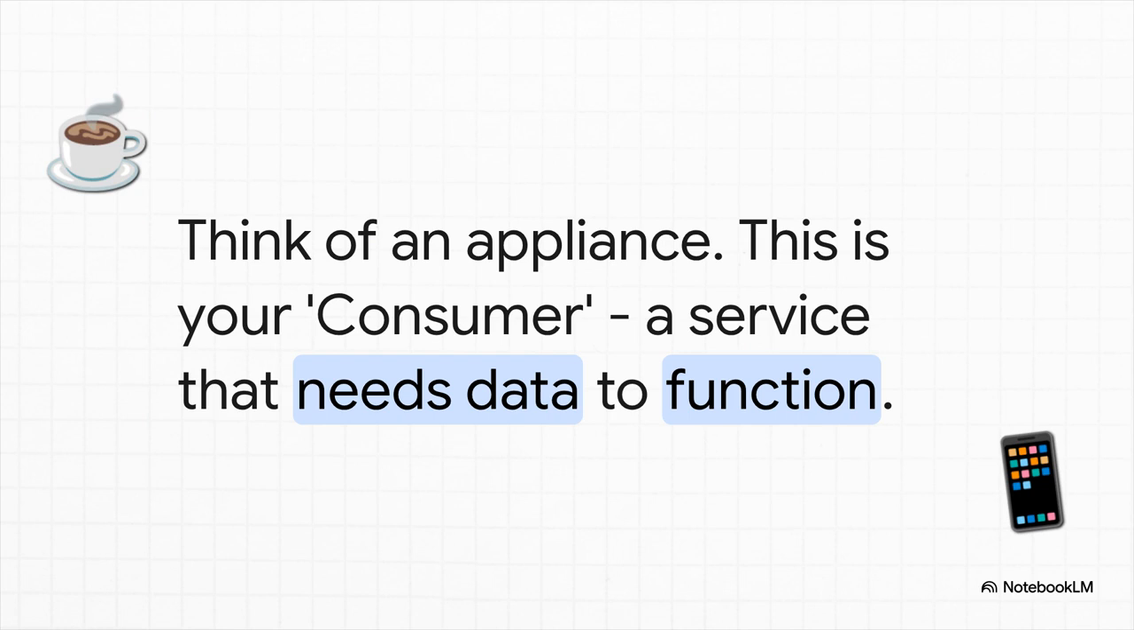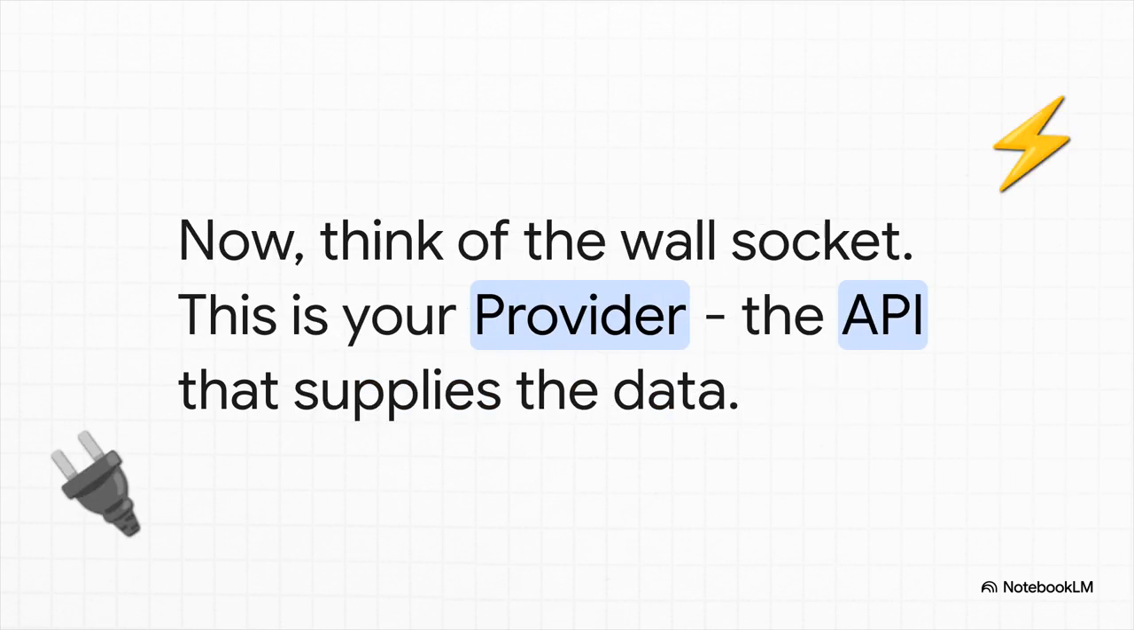To make this crystal clear, let's use an analogy. I want you to just picture any appliance, maybe a new blender you just bought. It needs power to work, right? In our world, that blender is the consumer. It's a service that absolutely needs data from somewhere else to do its job. And that wall socket, well, that's your provider. It's the API that's supplying the power, or in our case, the data. The consumer, our blender, is basically useless without it.